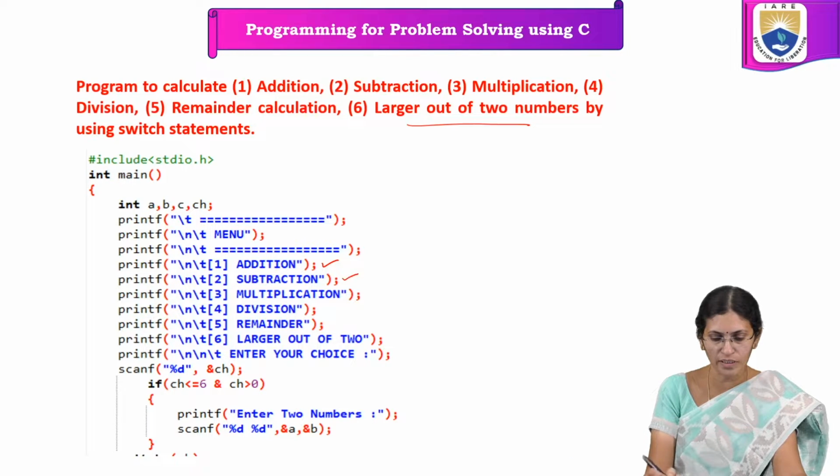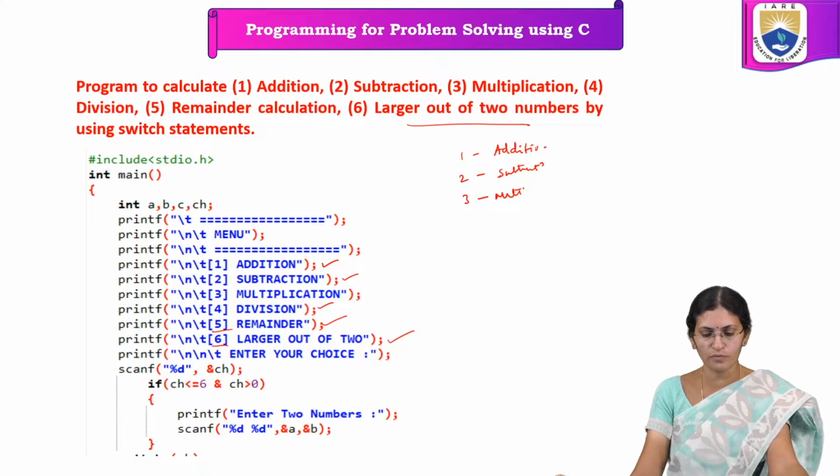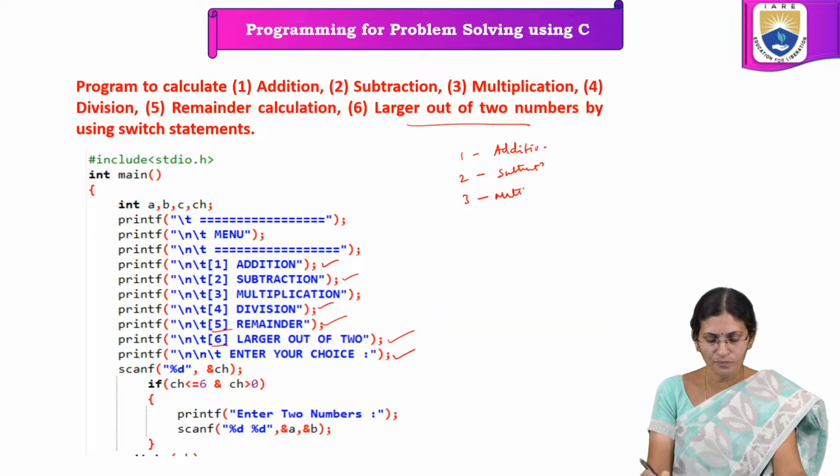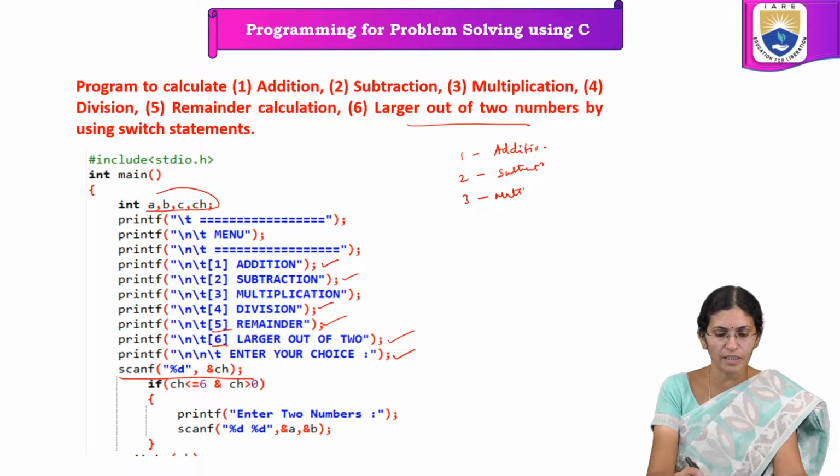So 1 stands for addition, and if the user enters a choice of 2, subtraction has to be performed. If the user enters a choice of 3, multiplication is to be performed. 4 is for division, 5 is for finding the remainder, and 6 is for finding the larger of two numbers.